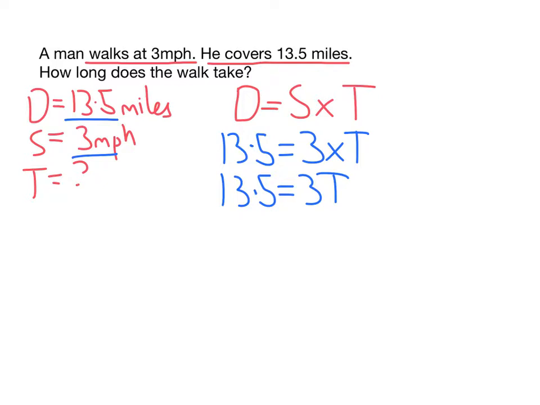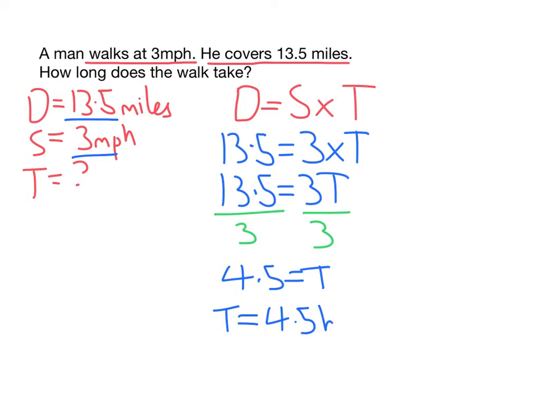Well, from the work we've done with equations, to get t on its own I just need to divide by 3. So, solving this, we're going to get 13.5 divided by 3 is 4.5. 3t divided by 3 is t. So we're going to get t is equal to 4.5 hours, which I think we would normally write as 4 hours and 30 minutes.